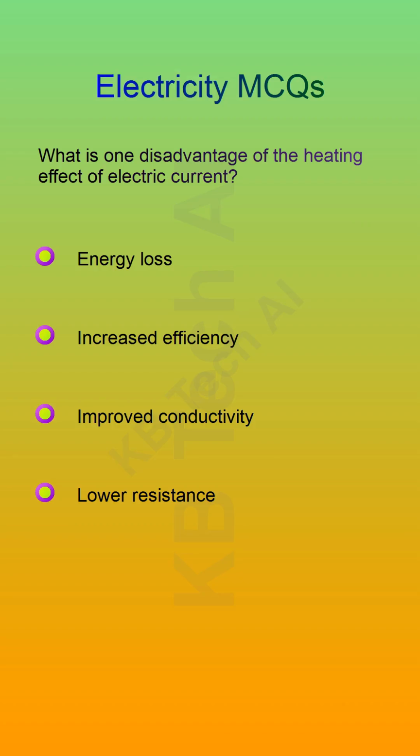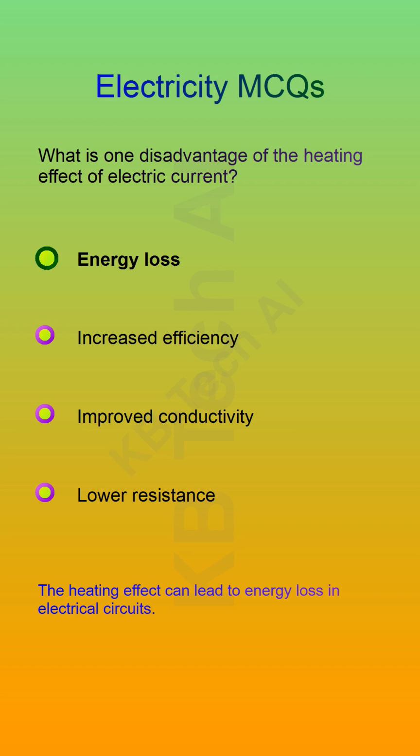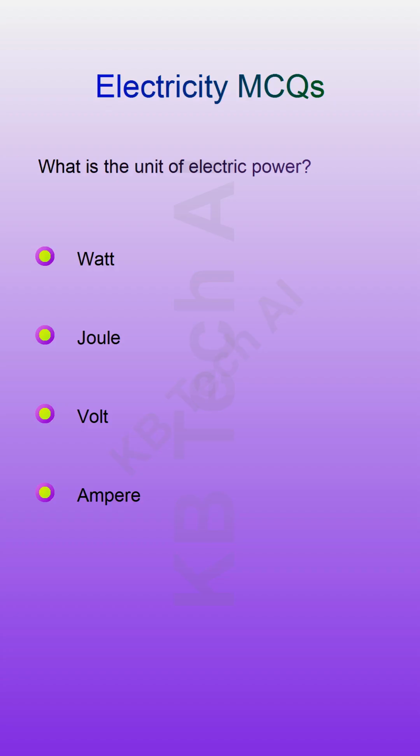What is one disadvantage of the heating effect of electric current? Option 1, energy loss, Option 2, increased efficiency, Option 3, improved conductivity, Option 4, lower resistance. The answer is Option 1, energy loss. What is the unit of electric power? Option 1, watt, Option 2, joule, Option 3, volt, Option 4, ampere. The answer is Option 1, watt.